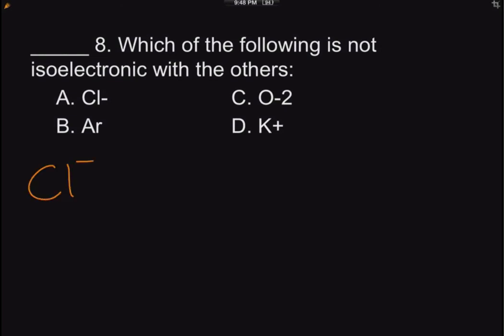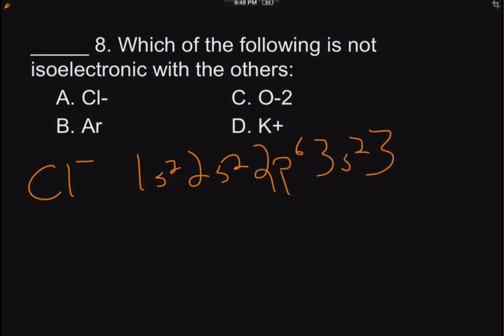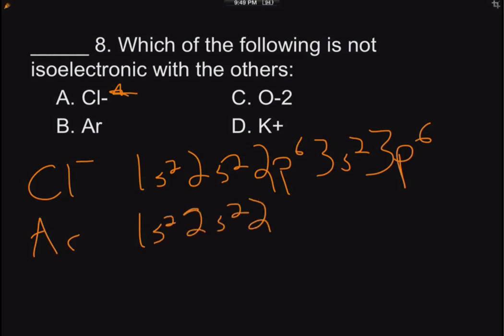Chlorine with a -1 charge: 1s2, 2s2, 2p6, 3s2. Normally chlorine would be 3p5, but since it has this -1 charge, it's got one extra electron, makes it 3p6. Alright, so argon is element 18: 1s2, 2s2, 2p6, 3s2, 3p6. So those two are the same.